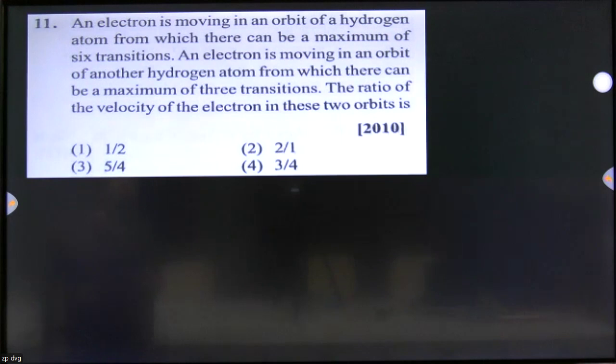An electron is moving in an orbit of a hydrogen atom from which there can be a maximum of 6 transitions. An electron is moving in an orbit of another hydrogen atom from which there can be a maximum of 3 transitions. The ratio of the velocity of the electron in these two orbits is, we already solved the question like this.